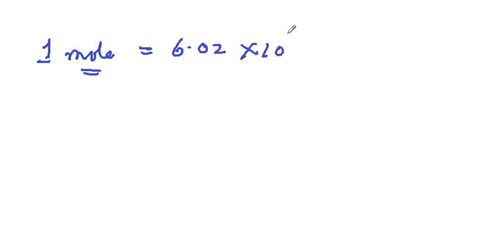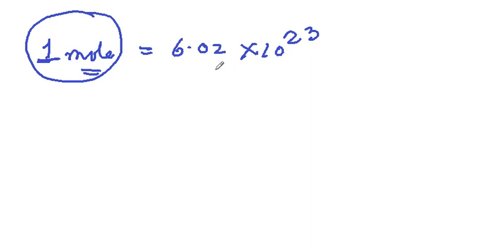So let's have a very quick review of what we have discussed so far. 1 mole is nothing but a collection of Avogadro numbers, that is 6.02 into 10 to the power of 23. The reason why we have used 1 mole is because we want to avoid dealing with large numbers like 6.02 into 10 to the power of 23, which are in crores and millions.